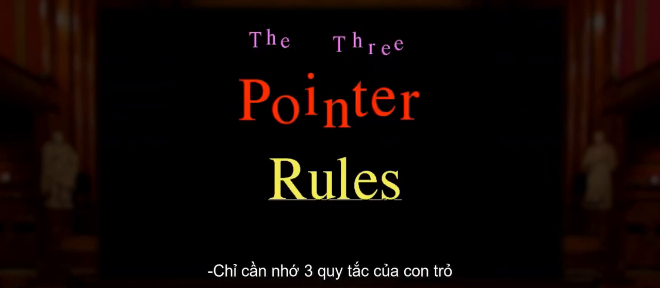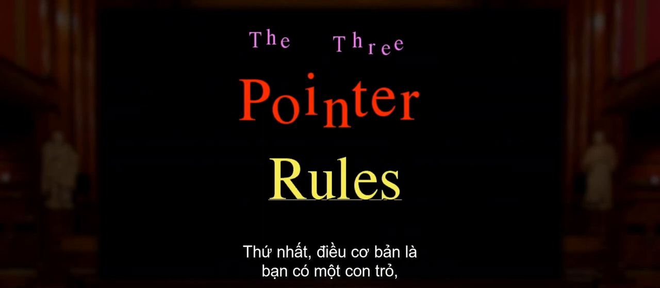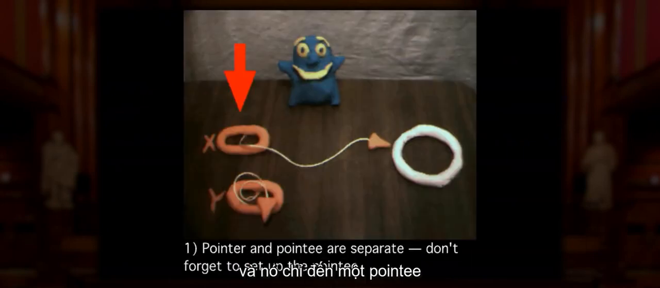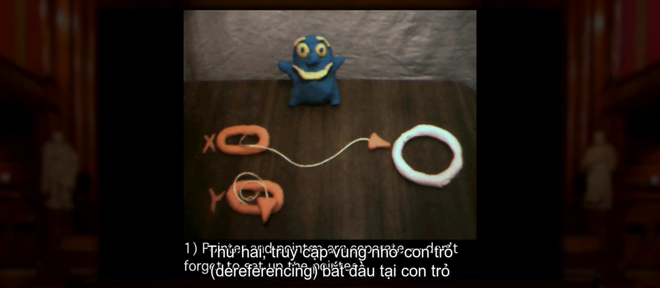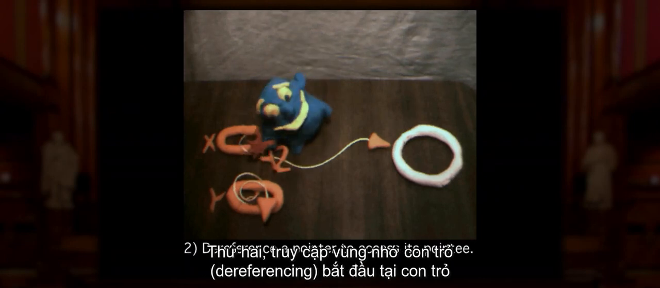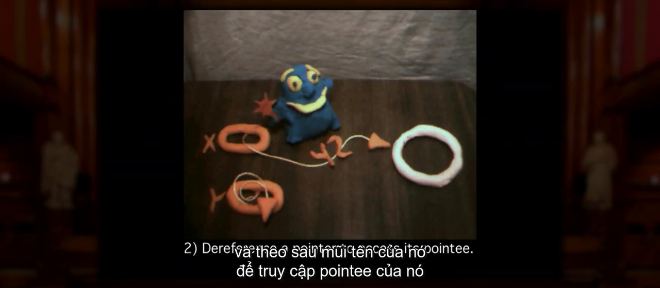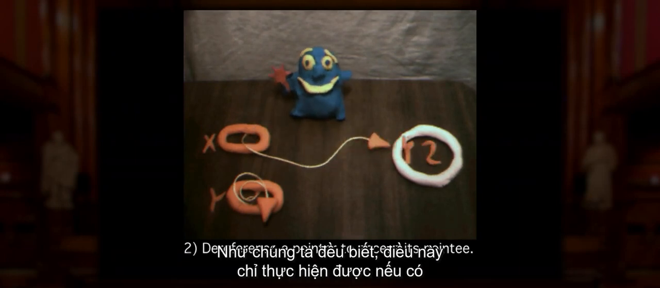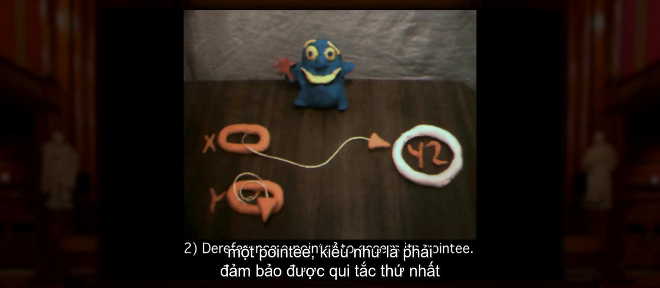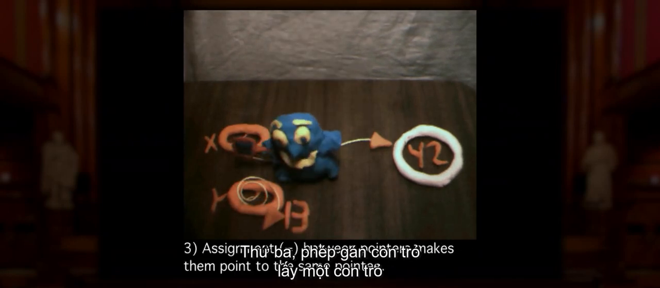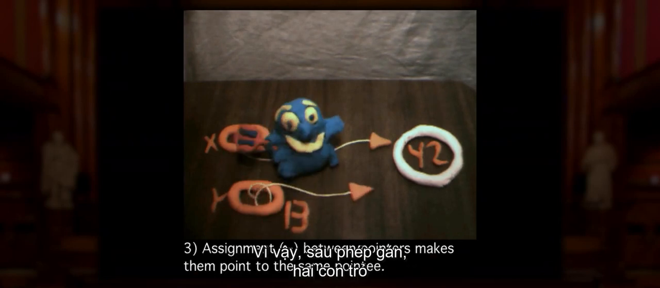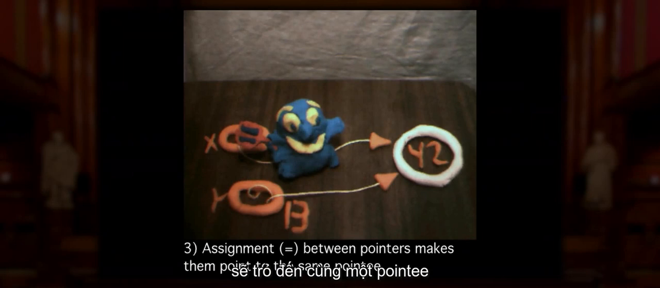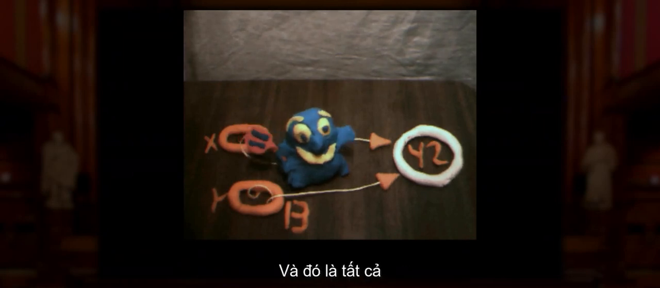But just remember the 3 pointer rules. Number 1, the basic structure is that you have a pointer, and it points over to a pointee. But the pointer and pointee are separate, and the common error is to set up a pointer, but to forget to give it a pointee. Number 2, pointer dereferencing starts at the pointer and follows its arrow over to access its pointee. As we all know, this only works if there is a pointee, which kind of gets back to rule number 1. Number 3, pointer assignment takes one pointer and changes it to point to the same pointee as another pointer. So after the assignment, the 2 pointers will point to the same pointee. Sometimes that's called sharing. And that's all there is to it, really.